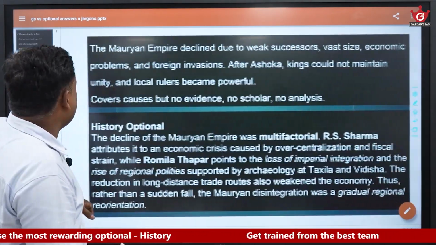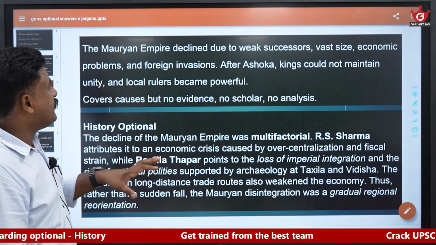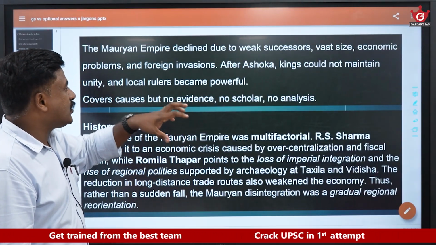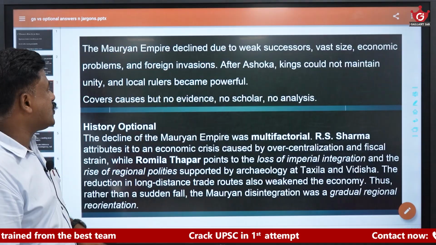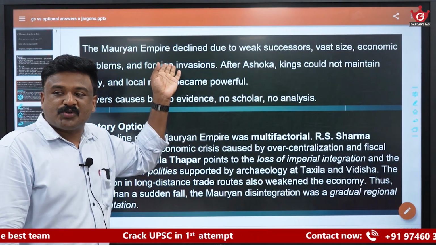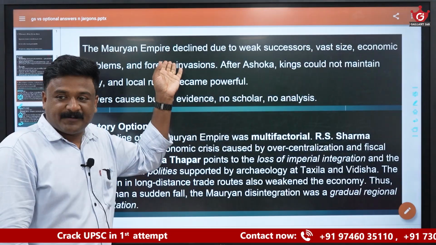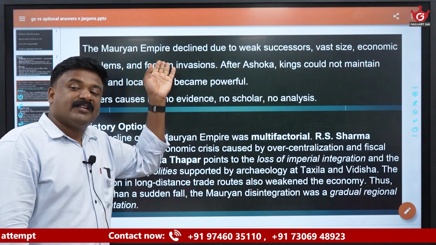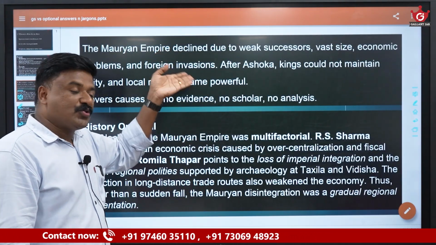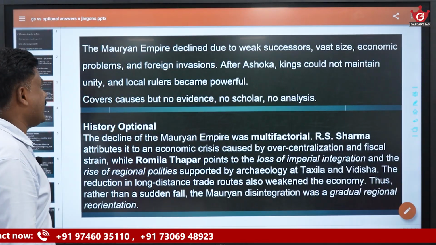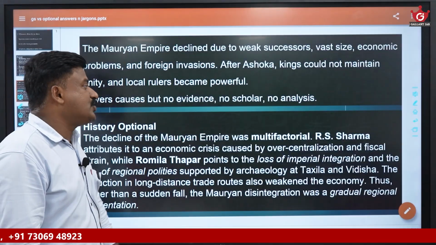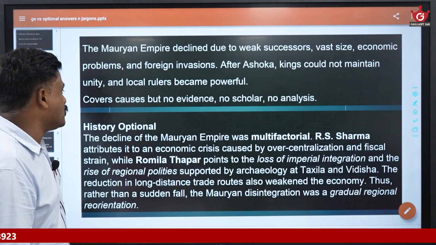Now see, the Mauryan Empire declined due to weak successors, vast size, economic problems, foreign invasions. After Ashoka, the king could not maintain unity, and local rulers became powerful. Again, the causes of the decline of the Mauryan Empire are shown here. See, no evidence is used, no scholar is used, no deeper analysis is used.